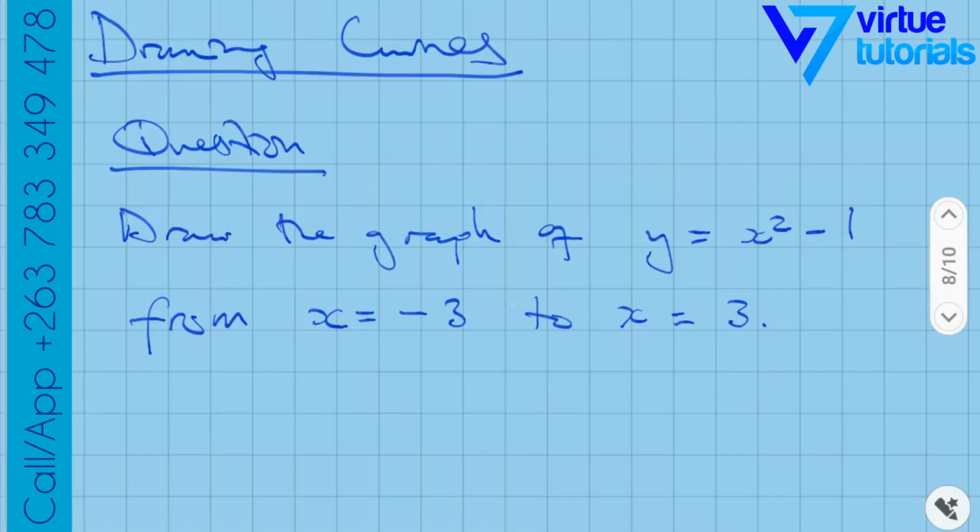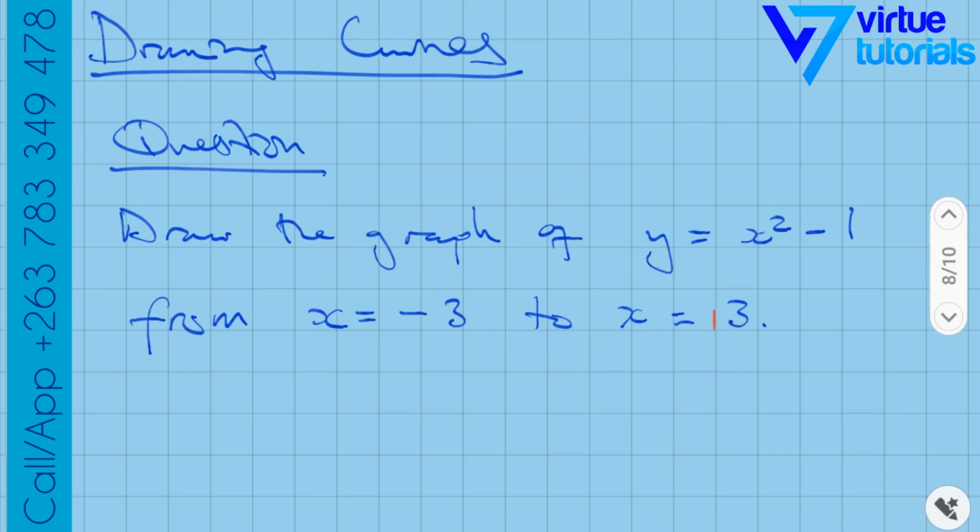Okay, so let's look at the practical process of actually drawing a curve. So we're going to look at a question here, and then it's going to be our example. If you look at it here, we have: draw the graph of y is equal to x squared minus 1, from x is equal to minus 3 to x is equal to 3.